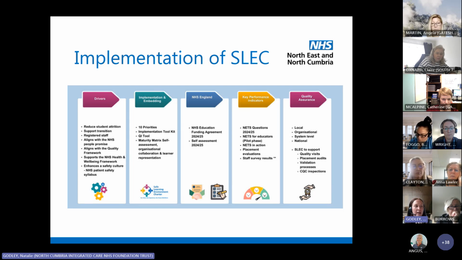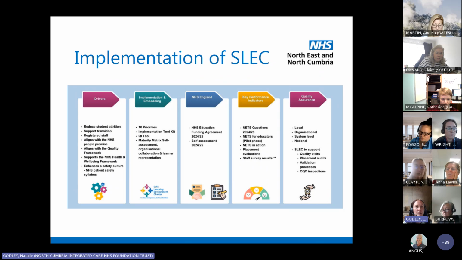It also aligns to the NHS health and wellbeing framework when we're looking at developing a safe culture for our learning environments. We've talked about the work that's been done in the development stages of the SLEC to include the learner voice and stakeholder collaboration. Across the region and from our national teams, we are encouraged going forward to continue to have the learner voice and our stakeholders when we're doing our self-assessments and using the maturity matrix.